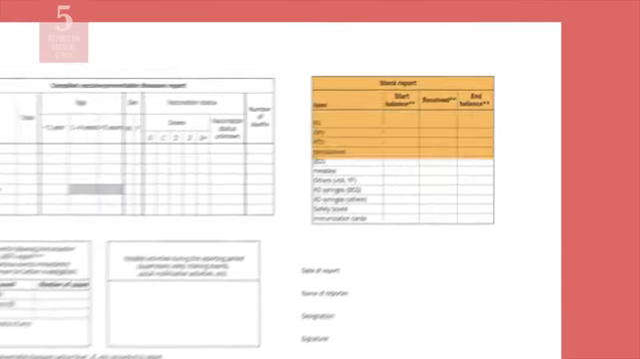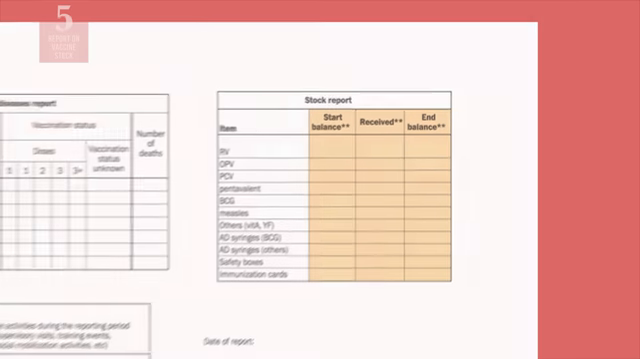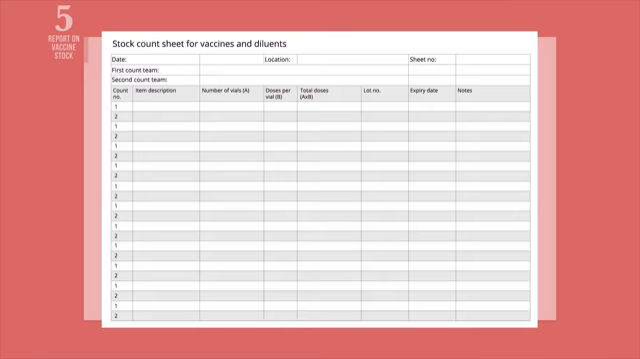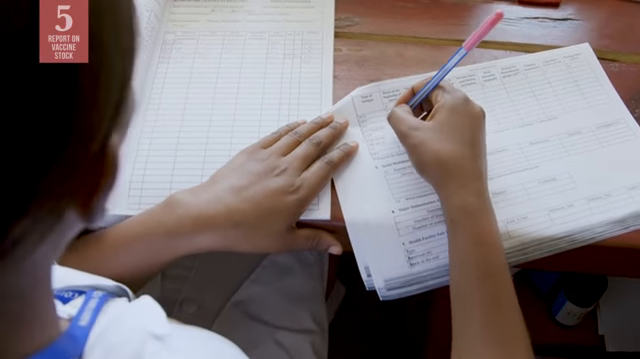Next, report on stock levels. For each vaccine and type of supply used in your facility, record the start balance or the number at the beginning of the month, the number received during the month, and the end balance or the number at the end of the month. You can find this information in your facility's monthly stock report or in the stock records for each type of vaccine or safe injection supply. It is useful to monitor these patterns regularly to improve supply and avoid stockouts.